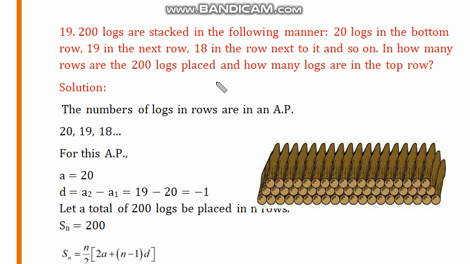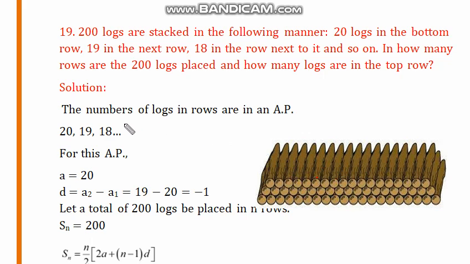So here, a total of 200 logs is given. The bottom row consists of 20 logs, the next row 19, and the third row 18. So it is going on in decreasing order. That is what is given in this picture. At the same time, we need to find out how many logs the top row has.